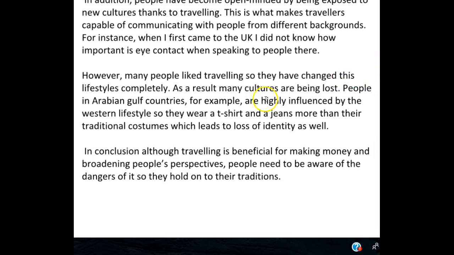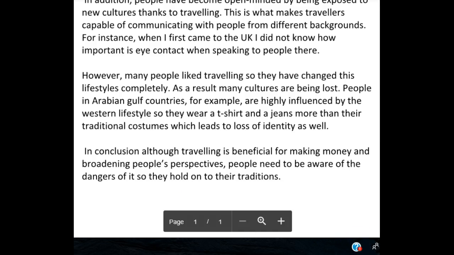They're possessive. As a result, many cultures are being lost. People in Arabian Gulf countries, for example, are highly influenced by the Western lifestyle, so they wear a t-shirt and jeans, no A, more than their traditional costumes, which leads to loss of identity as well. Okay. Fine. So, in conclusion, although traveling is beneficial for making money and broadening people's perspectives, people need to be aware of the dangers of it so they hold on to their traditions.